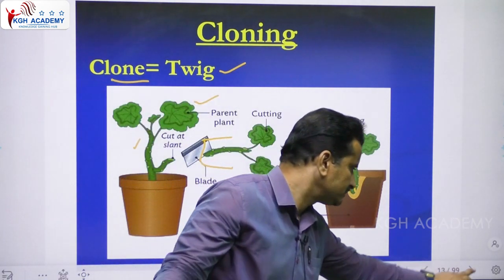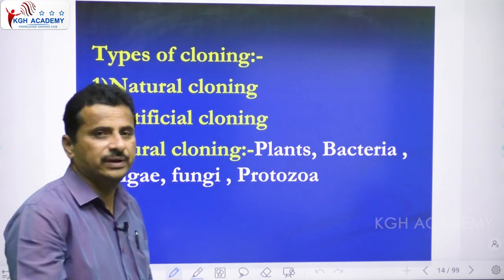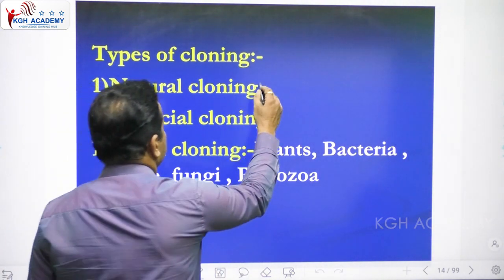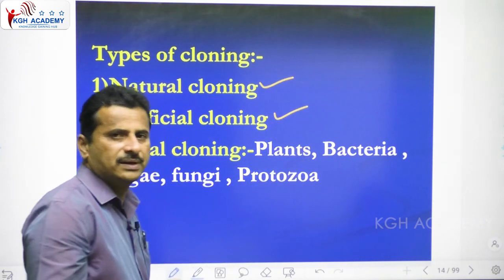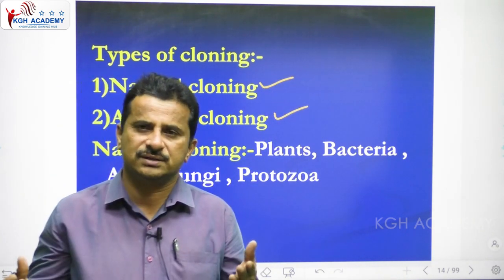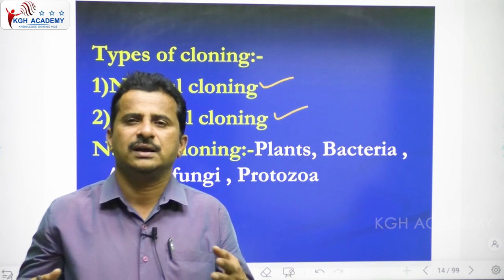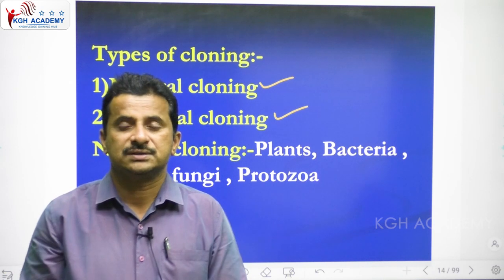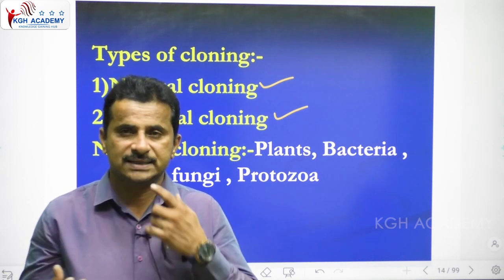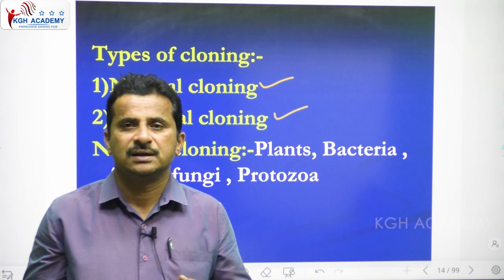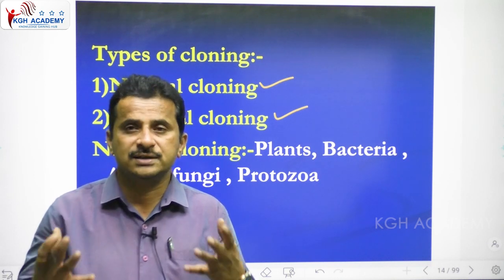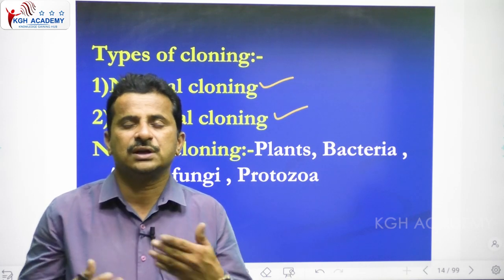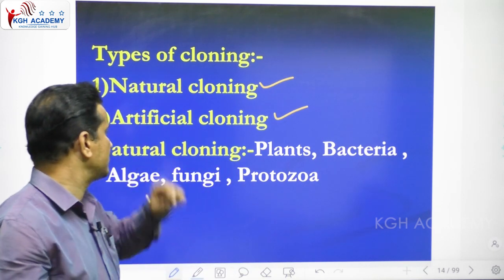And next, types of cloning. Cloning is basically of two types: natural cloning and artificial cloning. Natural cloning means in nature, in ecosystems, cloning is naturally present. Some organisms, plants, insects, bacteria, etc. naturally show cloning. They reproduce through cloning. So this is called natural cloning.